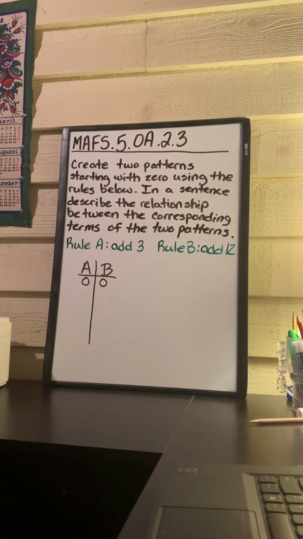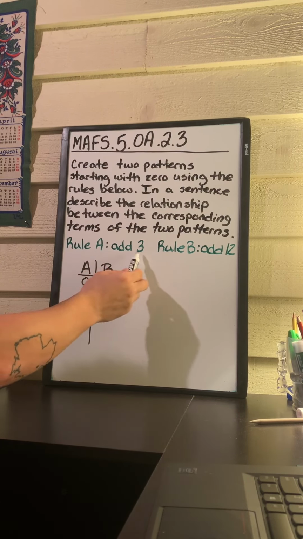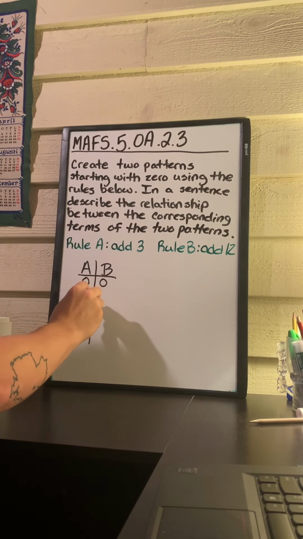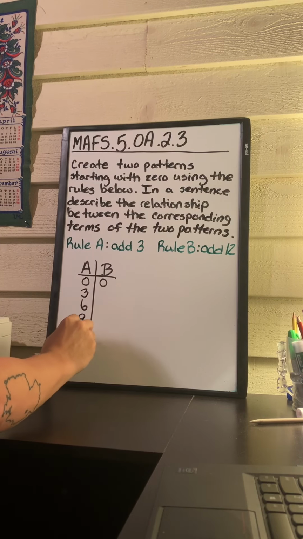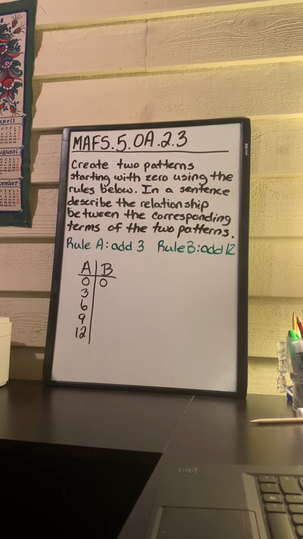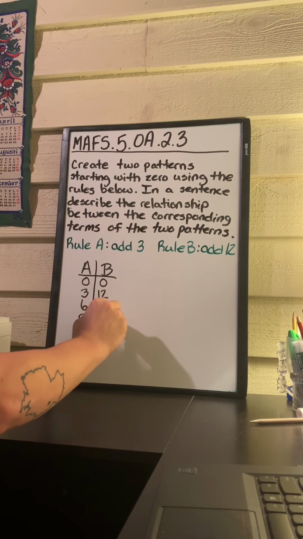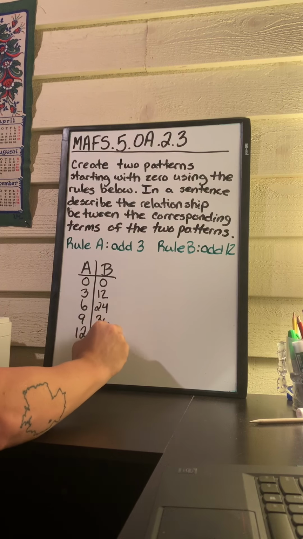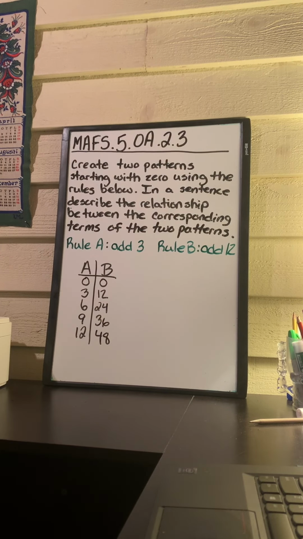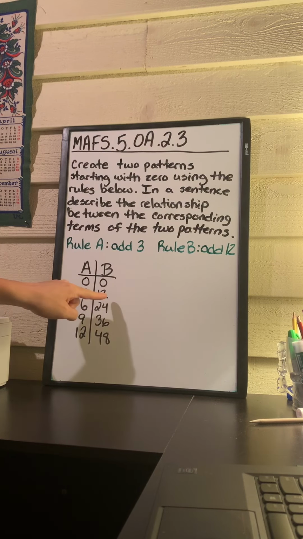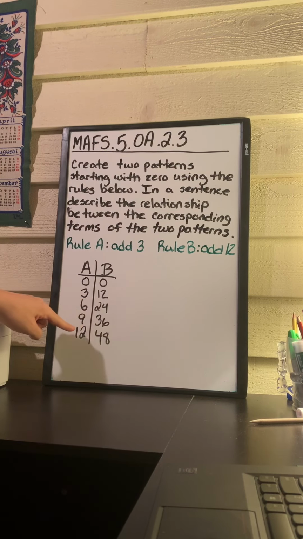And now I'm going to follow the rules. For rule A, we add 3. So I'm going to go 3, 6, 9, and 12. And remember, I want at least 5 numbers to be safe. Rule B says add 12. So I'm going to add 12: 12, 24, 36, 48. So I've created my two patterns. Now, just recall that the numbers right across from each other are our corresponding terms. And that's an important thing to remember.